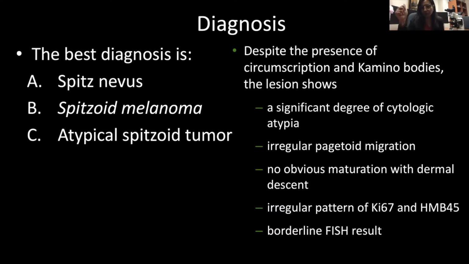Because of the presence of cytologic atypia, irregular peripheral migration, no obvious maturation with depth, and an irregular pattern of Ki67 and HMB45 expression, and then the result of borderline FISH. Even though it's not a truly positive FISH, in combination with the clinical and histopathologic features, this is favorable for melanoma.